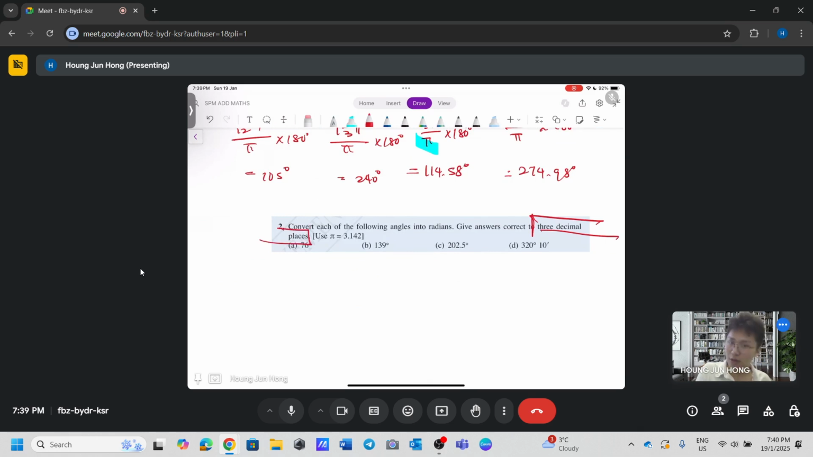Remember this, take note of the question, 3 decimal places. 76 over 180 degree times pi. Again, remember pi is 3.142. Let's just put 3.142. So 1.327 rad. Next one, again, like I said, the procedure is the same thing, just divide by 180 degree, multiply by pi, 3.142.